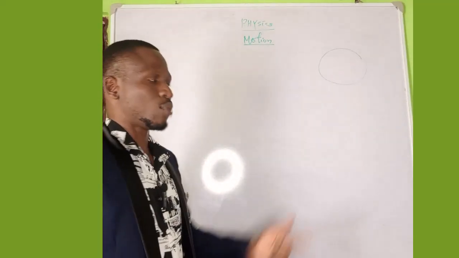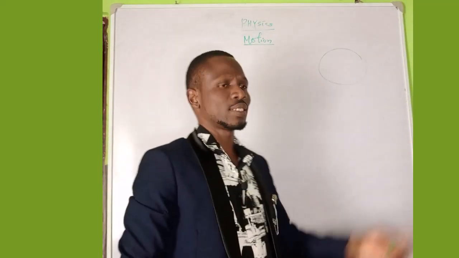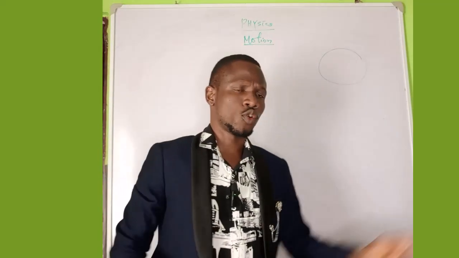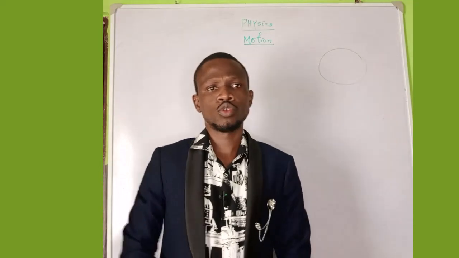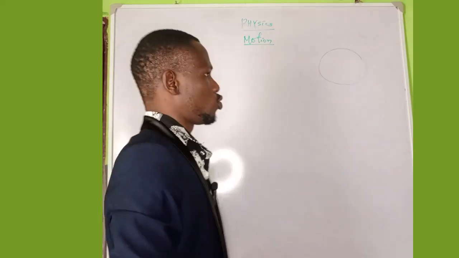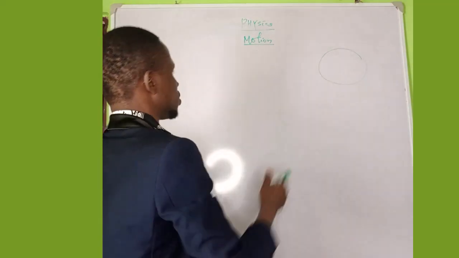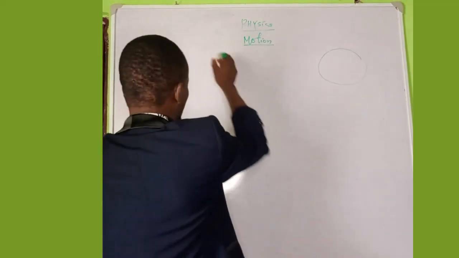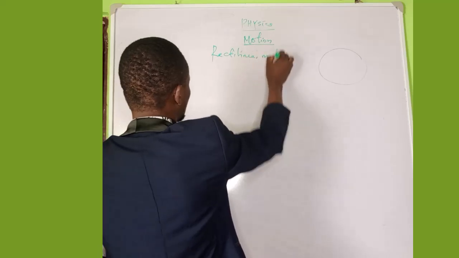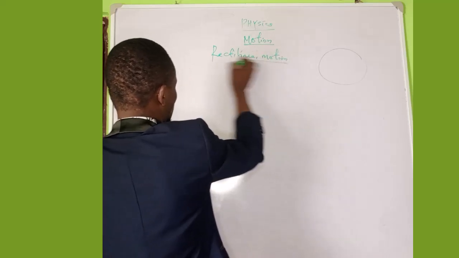We have translational motion, motion on a straight path, and we have oscillatory motion, fro and toe motion. We also have vibrational motion. All these are different types of motion. So we're going to start with translational motion, or what we call rectilinear motion. Rectilinear motion, motion on a straight path.